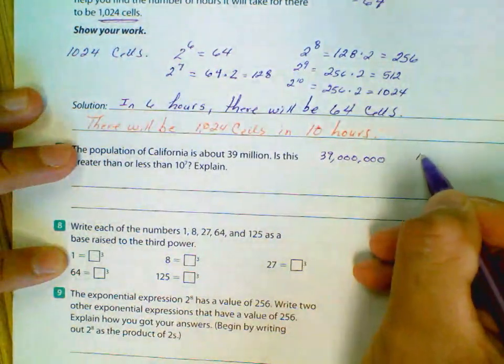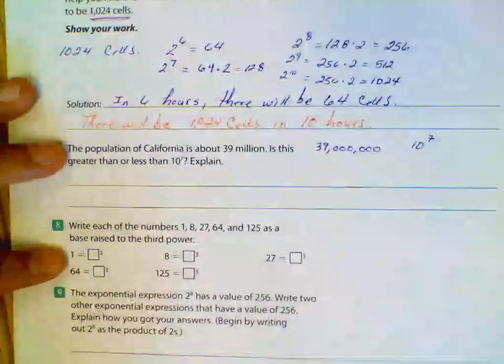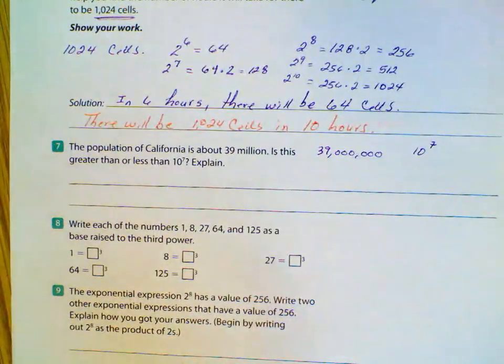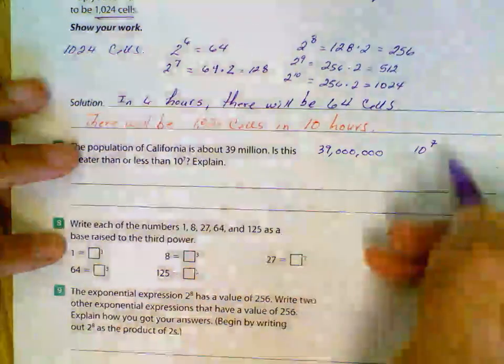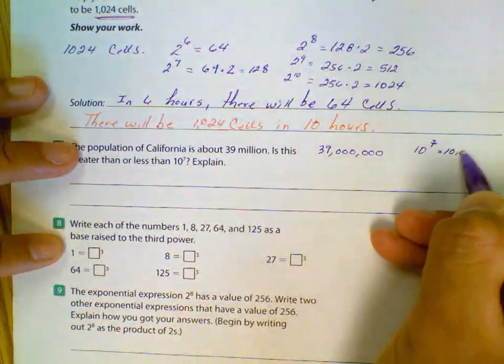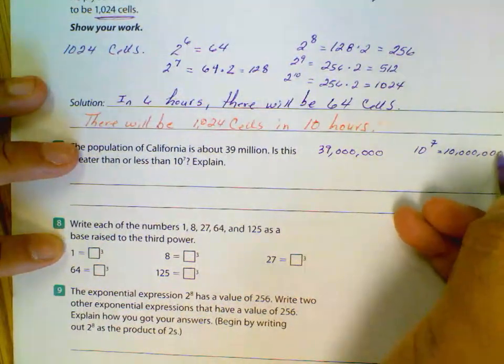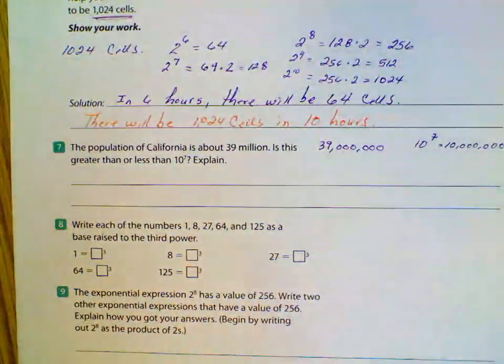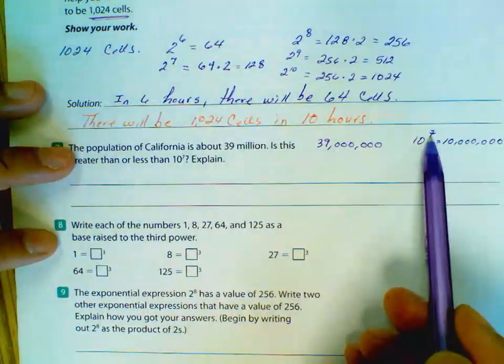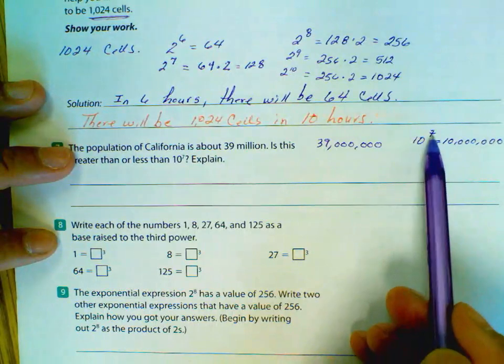And then I have 10 to the 7. Okay? So 10 to the 7 is 10 million. You can use a calculator. You can multiply. Look at the 7. Look at the exponent. If you have 10, look at the exponent is 7.